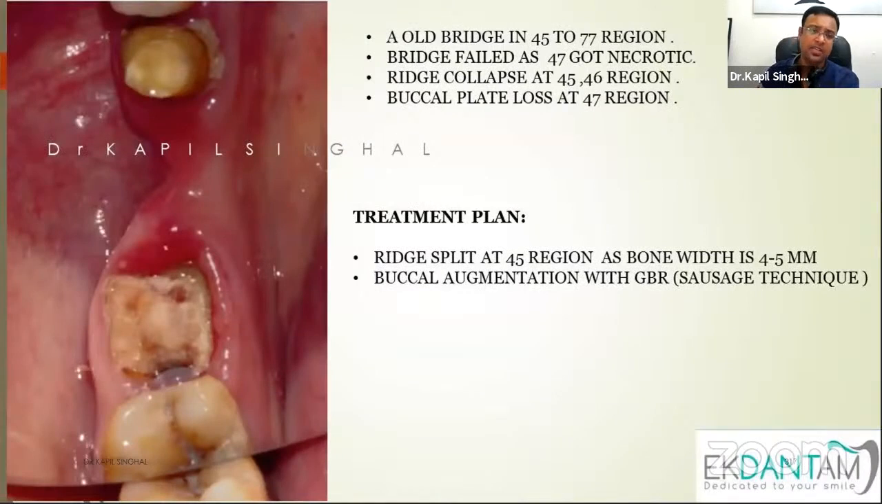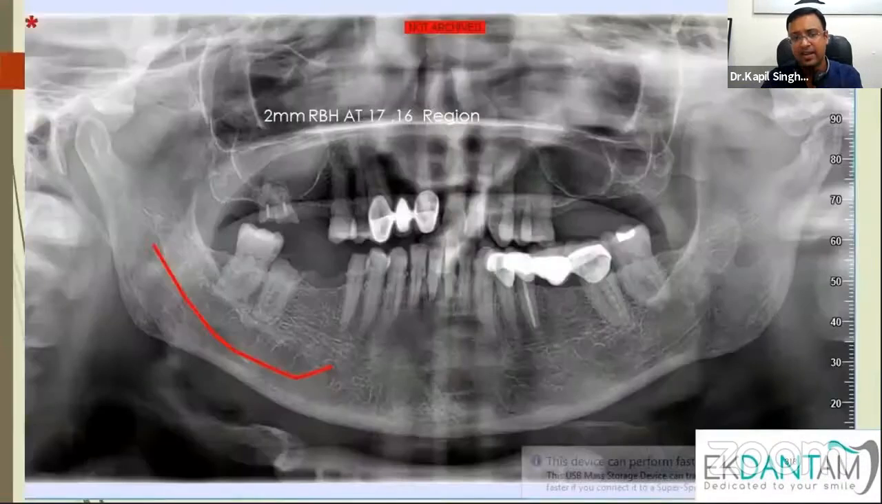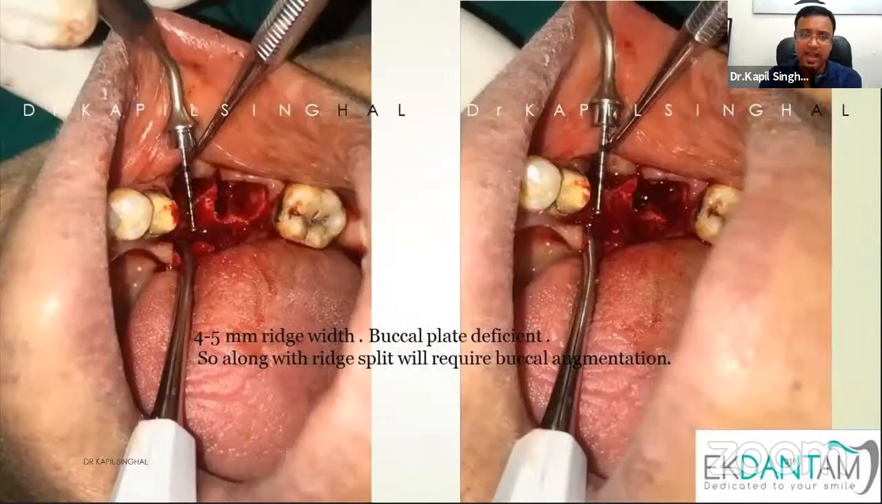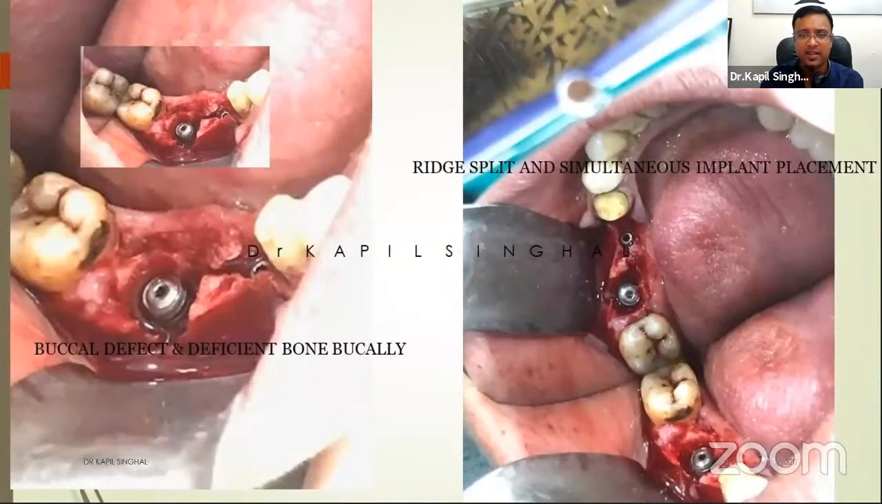Another case, a patient with a failed bridge, missing premolar and a failing first molar, but the bone width was very less in the second premolar. Okay, so we extracted it. This was the condition, and we even did the upper implants with a direct sinus lift in the upper first arch also. So we extracted it and we saw that there is 4 to 5 mm of bone in the lower part. So we did a ridge split. You can see the ridge is split, and we placed both the implants.